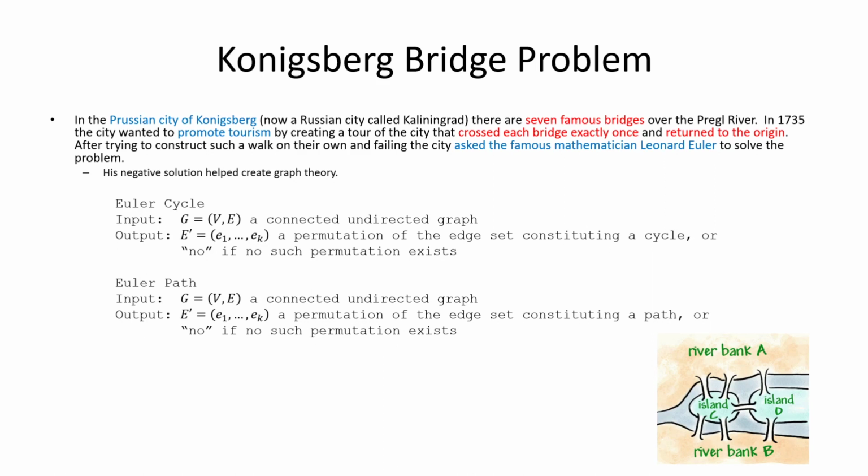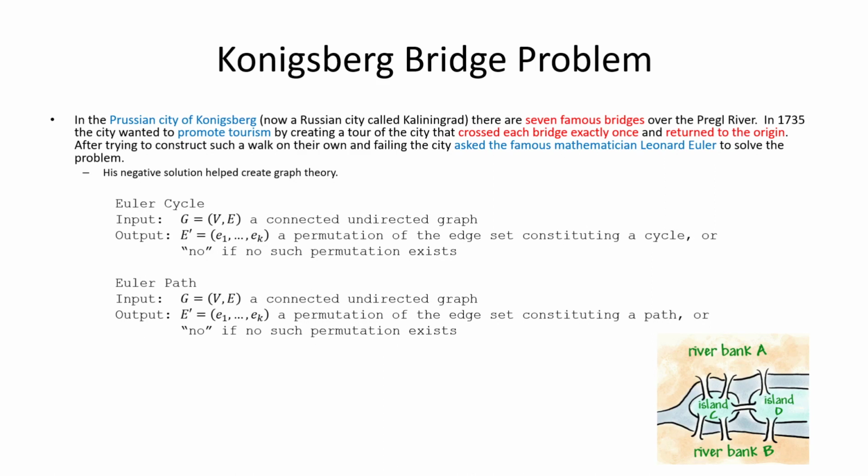And in 1735, the city wanted to promote tourism, and they wanted to do that by advertising a 7-bridge tour where you would start somewhere at your hotel, presumably, and you would walk through the city visiting every one of the 7 famous bridges, and at the end of the tour you would return back to your hotel. And the hope of the tour is that you would never have to walk over any of the bridges more than once. You don't want to have to go any further than you really need to.